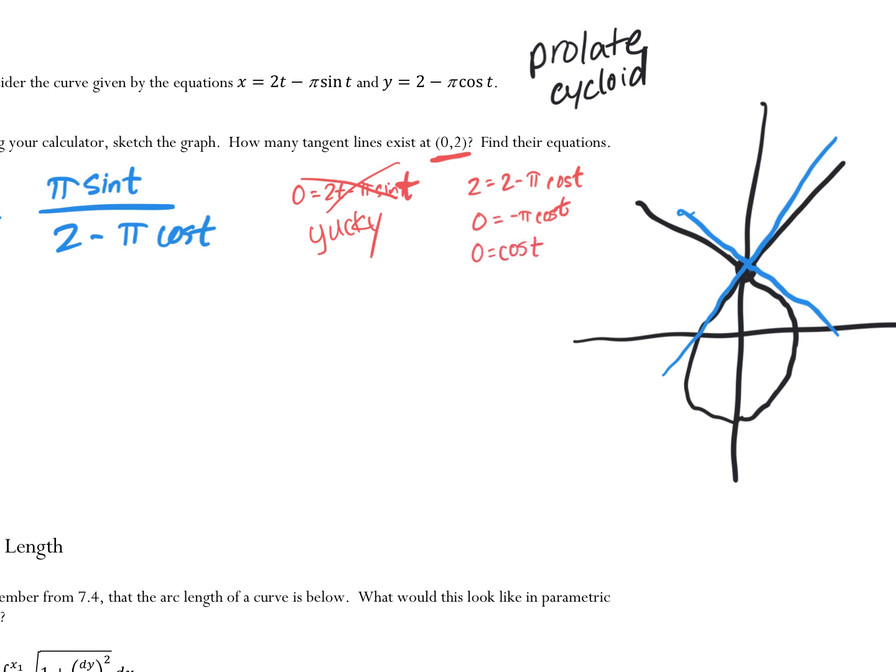So where does the cosine of t equal 0 when you think about your unit circle? Well, cosine equals 0 when x is 0, so essentially up here and down here. So t is essentially plus or minus pi over 2, those angles on the unit circle.